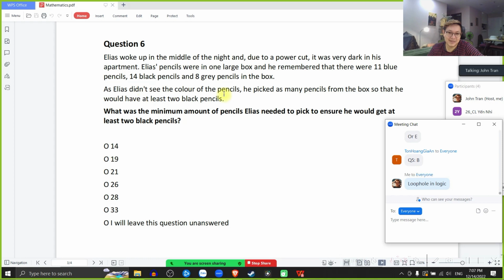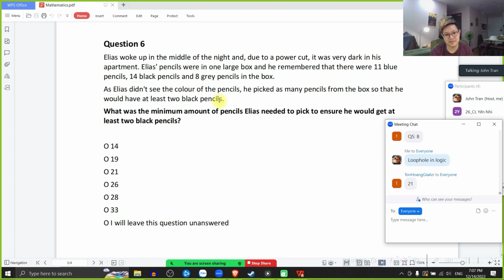As Elias didn't see the color of the pencil, anh không nhìn thấy được màu sắc đâu, tại vì đang đêm tối mà. It's the night power cut, you know. He picked as many pencils from the box so that he would have at least two black pencils. Anh không nhìn thấy màu đâu, cho nên anh mới nhặt lấy càng nhiều bút chì từ cái hộp càng tốt, để mà anh có thể có ít nhất là hai cái bút chì màu đen.